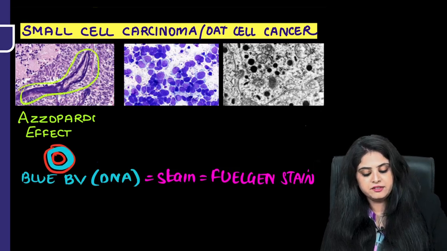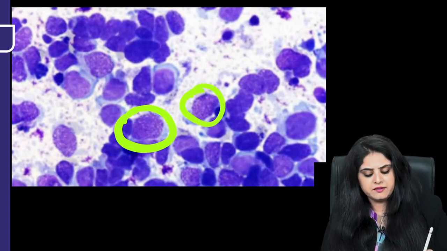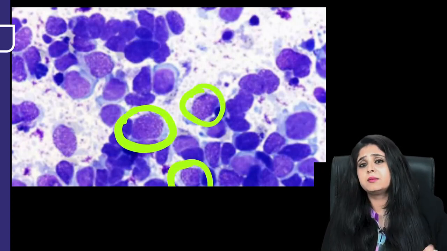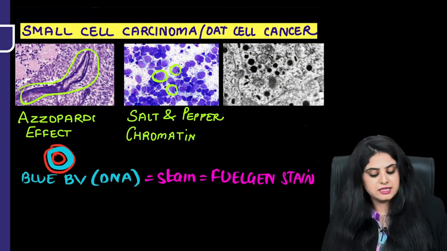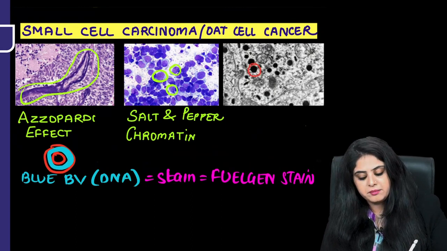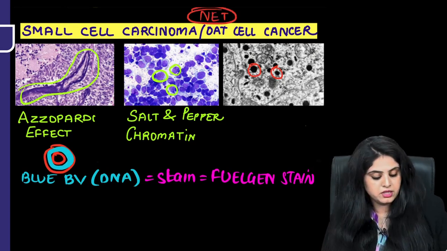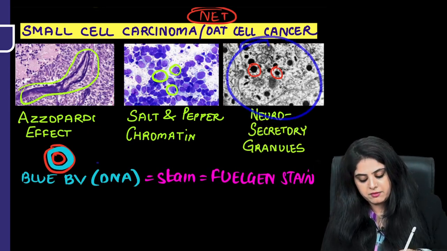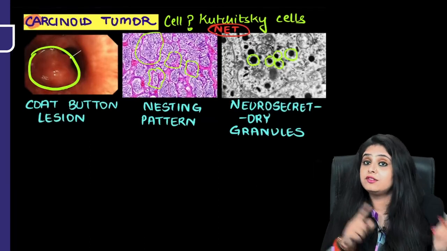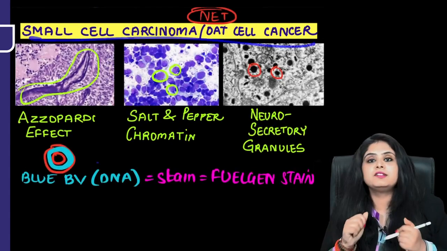Next, look at these cells. If I zoom in, they are white and dark, white and dark, white and dark. They're dot, dot, dot, white and dark, matlab salt and pepper. This tends to show you salt and pepper chromatin. And at the end of the day, the same picture has come up. Because small cell carcinoma is a neuroendocrine tumor, it shows you the same neurosecretory granules. So these granules were coming up where? They were coming in carcinoid, because carcinoid was also a neuroendocrine tumor. The same granules are coming up in small cell also.